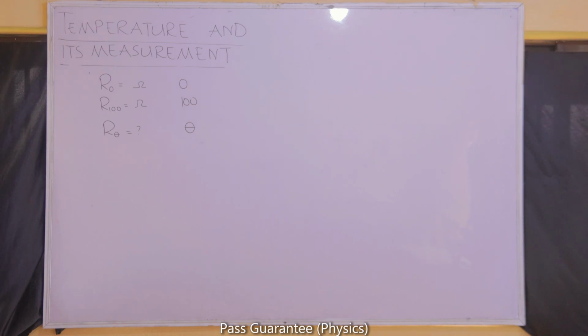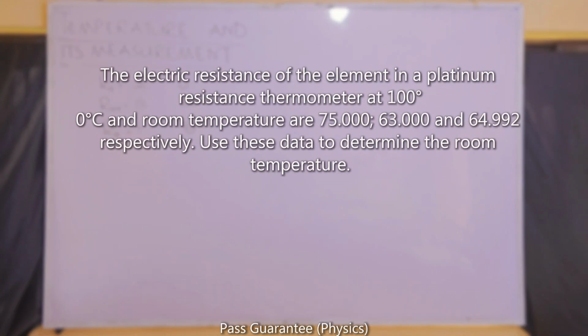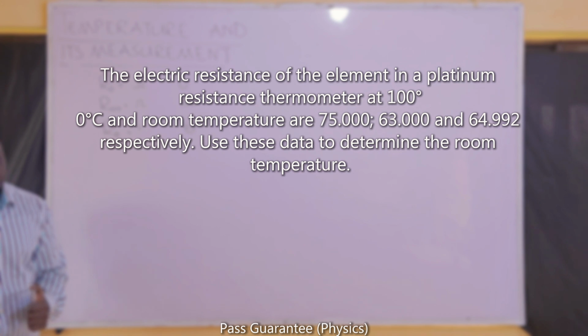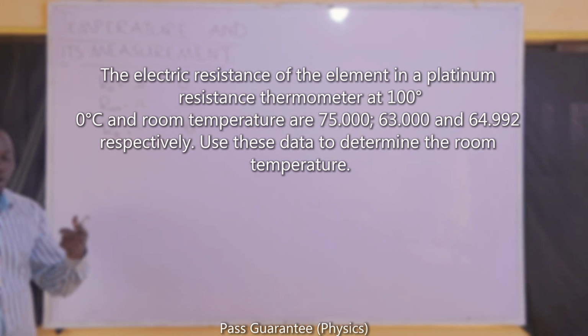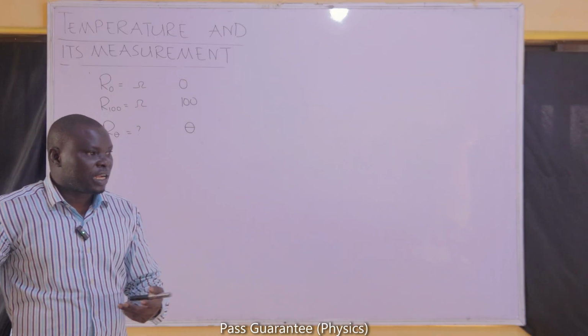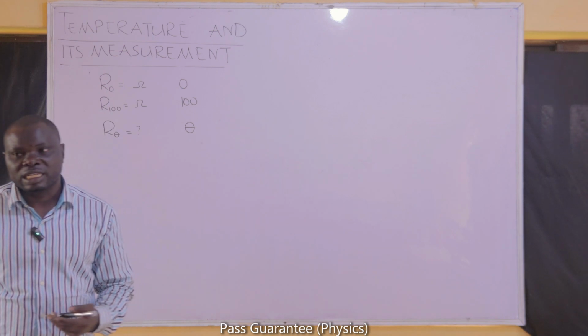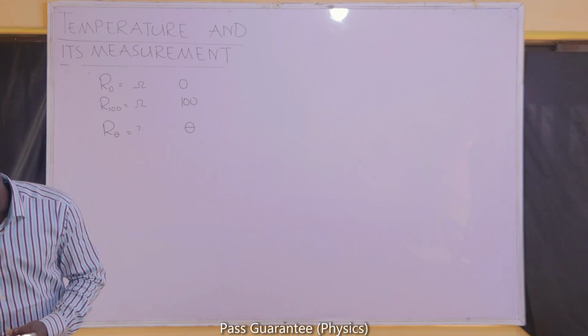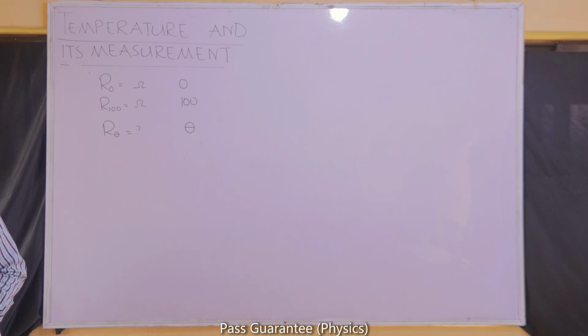We are told here about the electric resistance of the element in a platinum resistance thermometer. Platinum is usually used as the resistance wire because, like I told you, platinum has a very high melting point, so it can withstand very high temperature. Now, the electrical resistance of the element in a platinum resistance thermometer at 100 is 100.